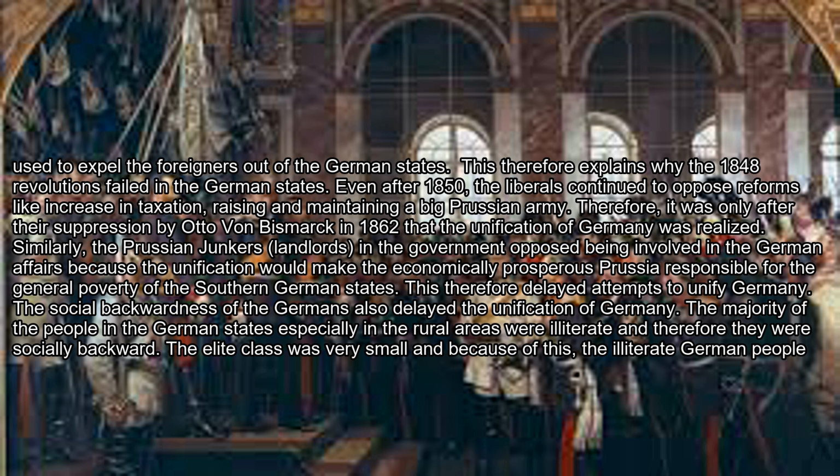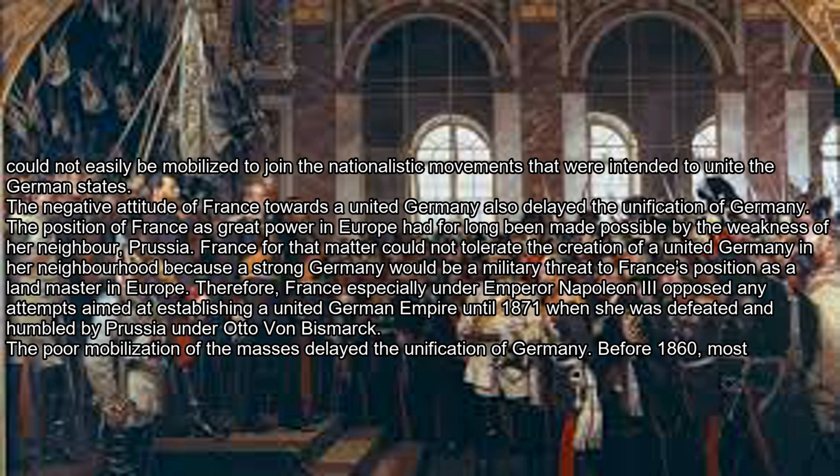The social backwardness of the Germans also delayed the unification of Germany. The majority of the people in the German states, especially in the rural areas, were illiterate, and therefore they were socially backward. The elite class was very small, and because of this, the illiterate German people could not easily be mobilized to join the nationalistic movements that were intended to unite the German states.